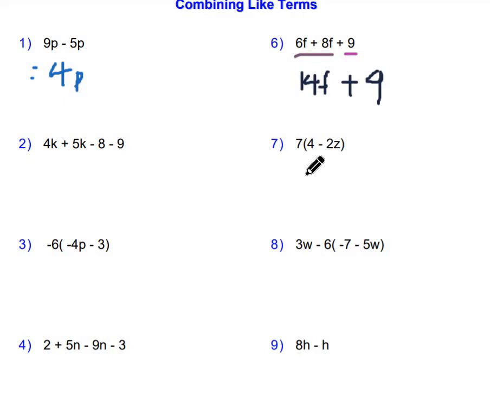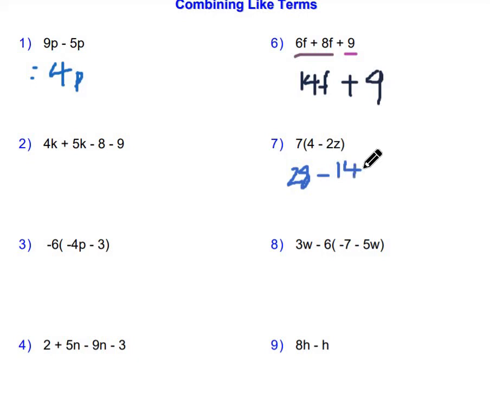So here we have gone through addition and subtraction. I'll suggest you look at question 7, where we will do some multiplication. Here we know that 7 with a bracket with something inside means 7 times that something. So we will do 28, which is 7 times 4, minus 14z.